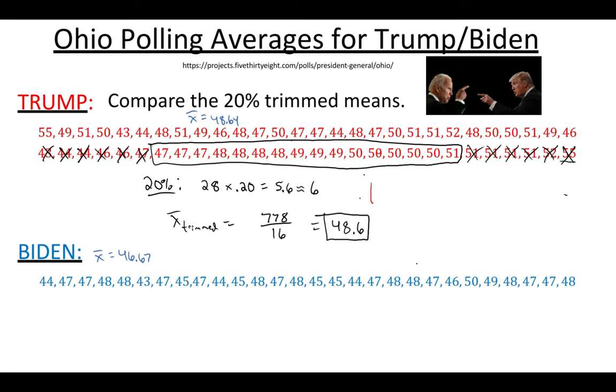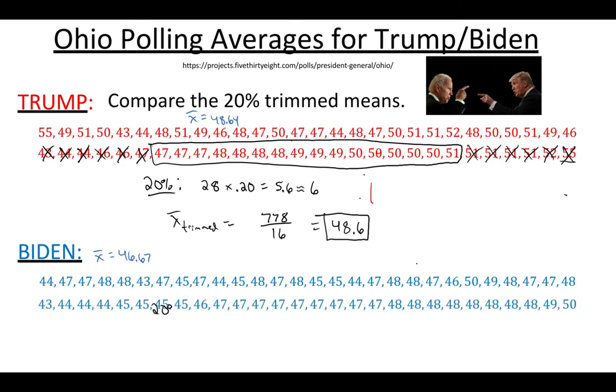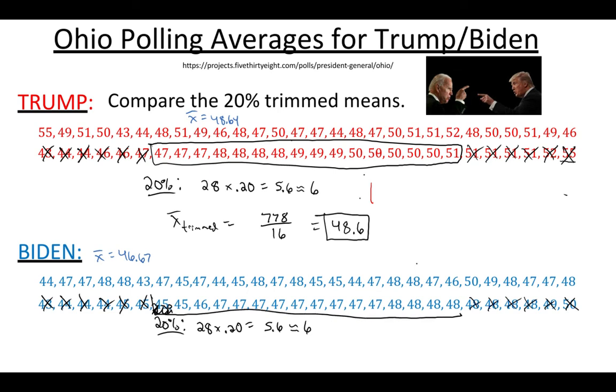Let's see if it had any effect for Biden. So the 20% trimmed, actually, I've got to order them here. There we go. So for the 20% trimmed mean, we want to do the same thing. We have 28 data values again, times 0.20. We're going to get 5.6 again, which means we're going to eliminate 6 data values from the top and 6 from the bottom. So trim those off. 1, 2, 3, 4, 5, 6. All right. And 6 from the top. And then we're going to be calculating the mean with all of this left over in the middle.